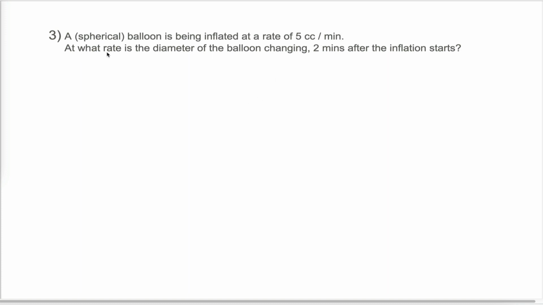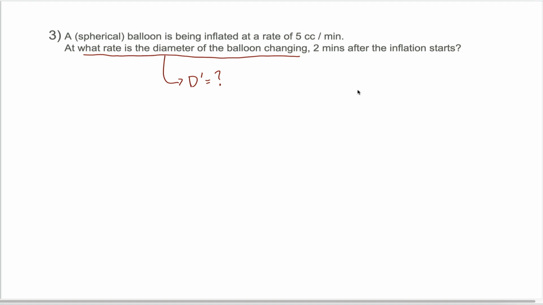The question is, at what rate, so you're thinking derivative, is the diameter of the balloon changing 2 minutes after the inflation starts? So if you read through the problem, we're given this number 5, and this is some sort of rate of change. This will be something prime. We're asked about the rate at which the diameter of the balloon is changing. So maybe we call D the diameter of the balloon, in which case D prime would be what we're looking for in this problem. And we want to know D prime 2 minutes after the inflation starts.